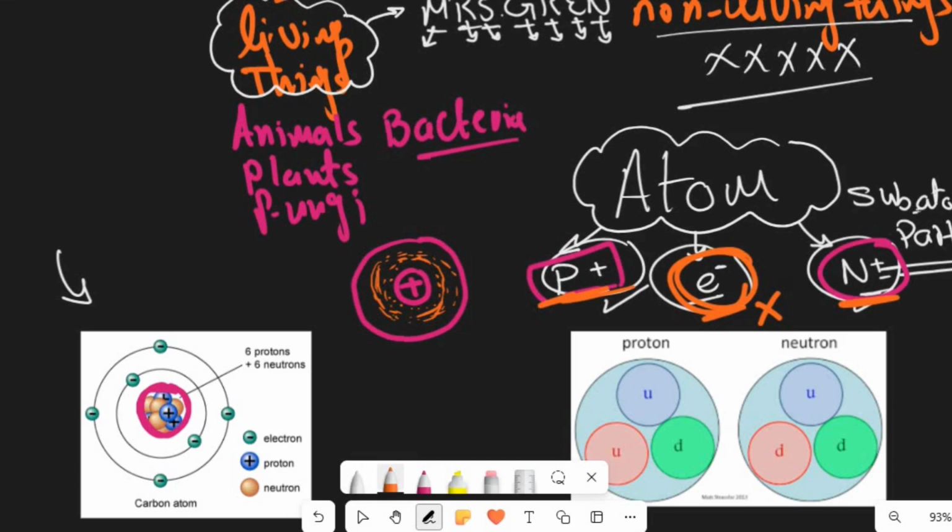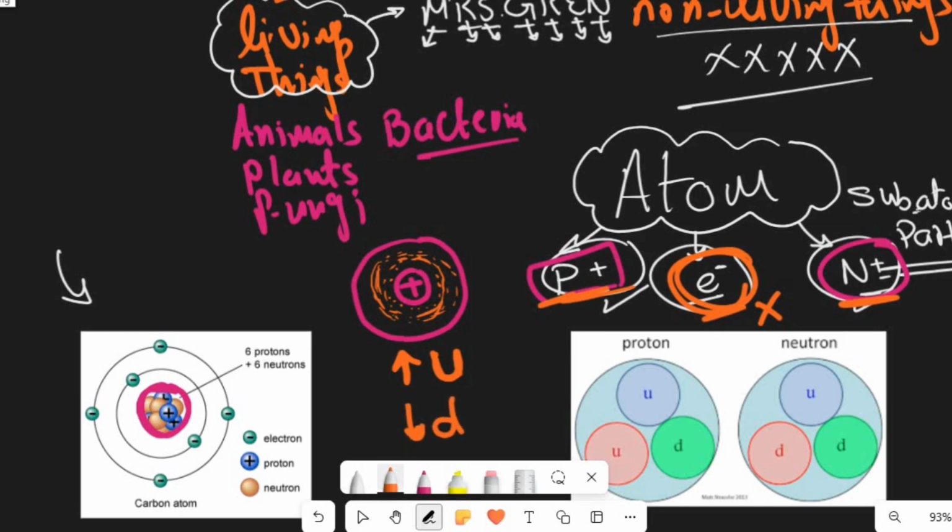Okay, you have to know that there are two main types of quarks. We have the up quark, which is called U, and we have the down quark, which is called D.